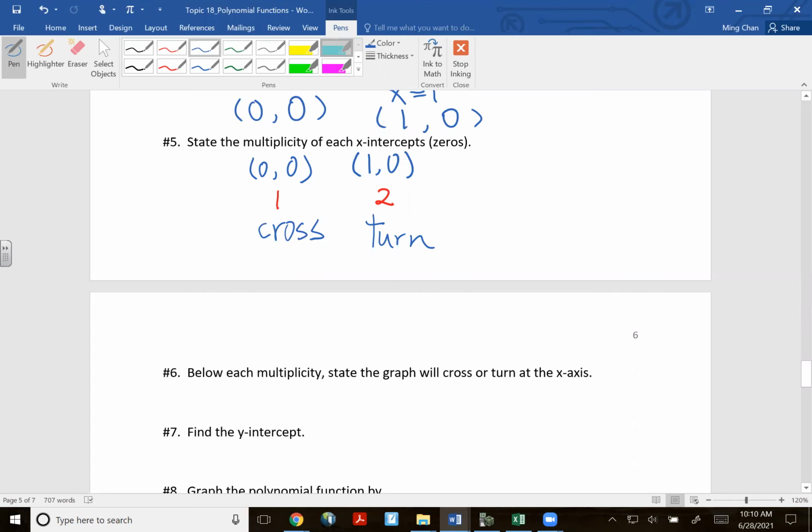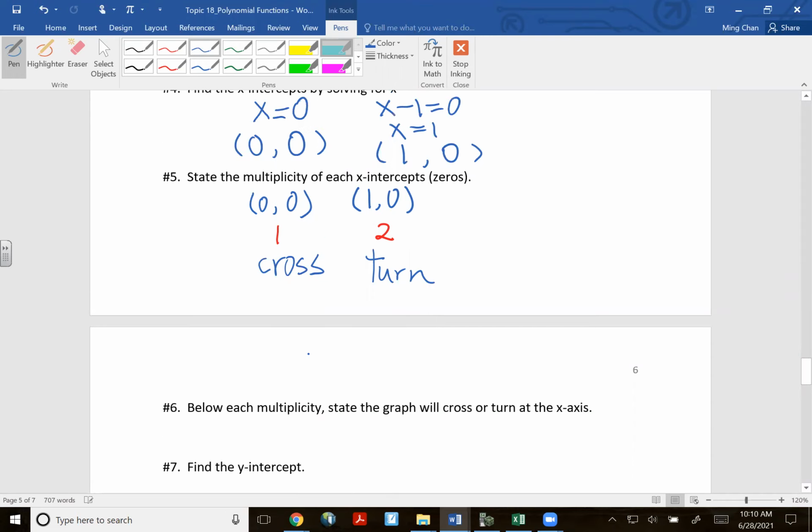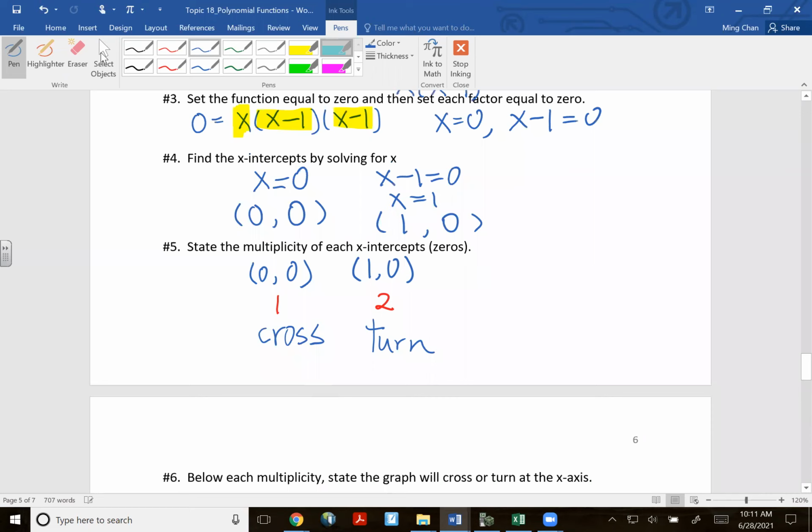All right, find the y-intercept. I'll go back up to the top.